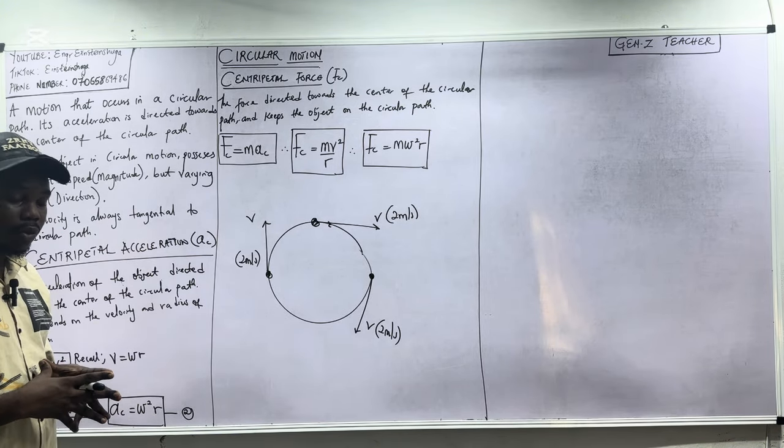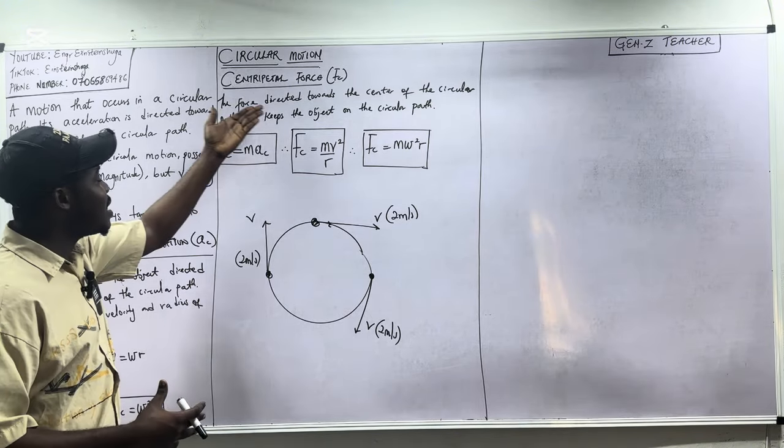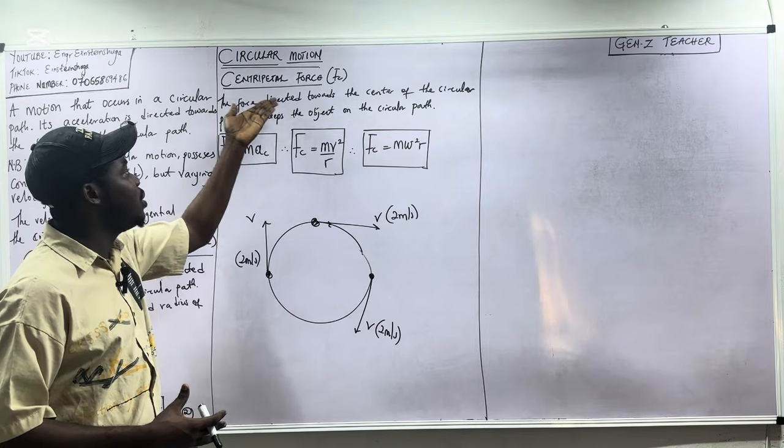Then recall that v equals omega r, where omega is the angular velocity, or angular frequency. So if you put v as this value here, you're going to get a_c as omega squared r. So you can either solve for v squared over r or omega squared r. Now moving on, the next thing to discuss is what we call the centripetal force.